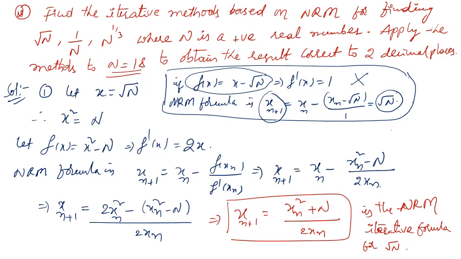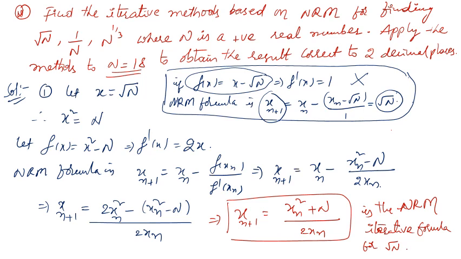Then the NRM formula becomes x n plus 1 equal to xn minus f of xn by f dash xn. Then I will get root n. That means x1 is root n, x2 is root n, x3 is root n. So it always gives root n only, no recursive or iterative formula. So choosing the function f of x equal to x minus root n is wrong. So how to choose f of x? If I find the derivative of f of x, it should not be constant.